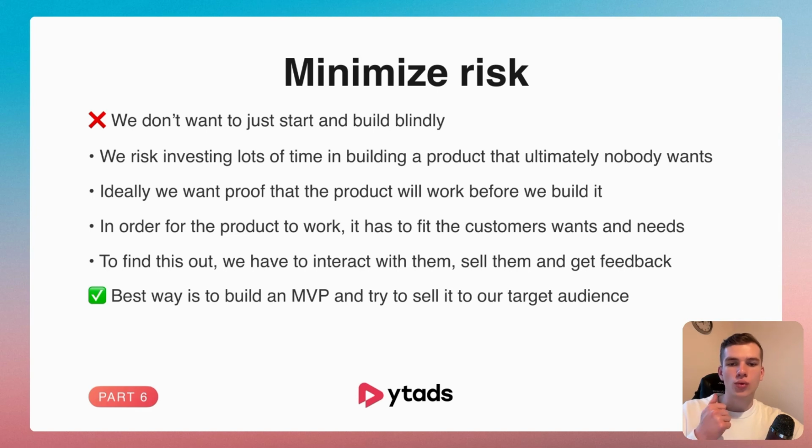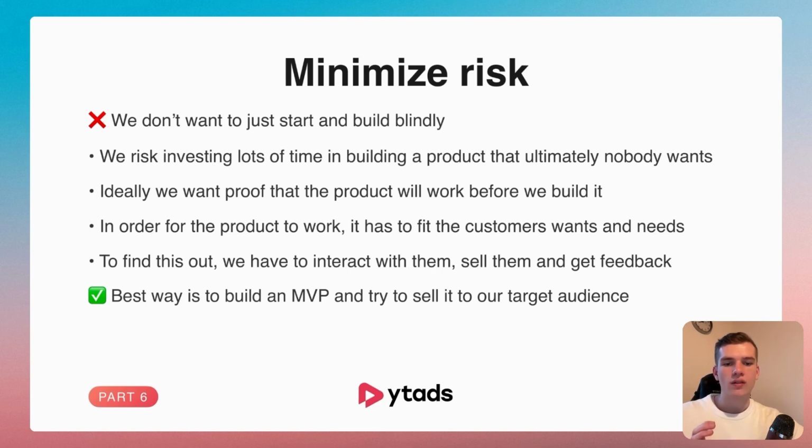So ideally, we want proof that the product will work before we even build it. We want to know that this product will 100% work before we even build the real product. And in order for the product to work, it has to fit the customer's wants and needs. Great products always fit the customer's wants and needs. And to find this out, we have to interact with them, with the customers, and sell them and get feedback. We can't find out the customer's wants and needs without talking to them. We have to engage with our target audience. We have to join the groups. We have to talk to them via direct messages. We have to get on calls with them. We have to interact with our target audience to find out what their wants and needs are, and then solve these wants and needs with our product.